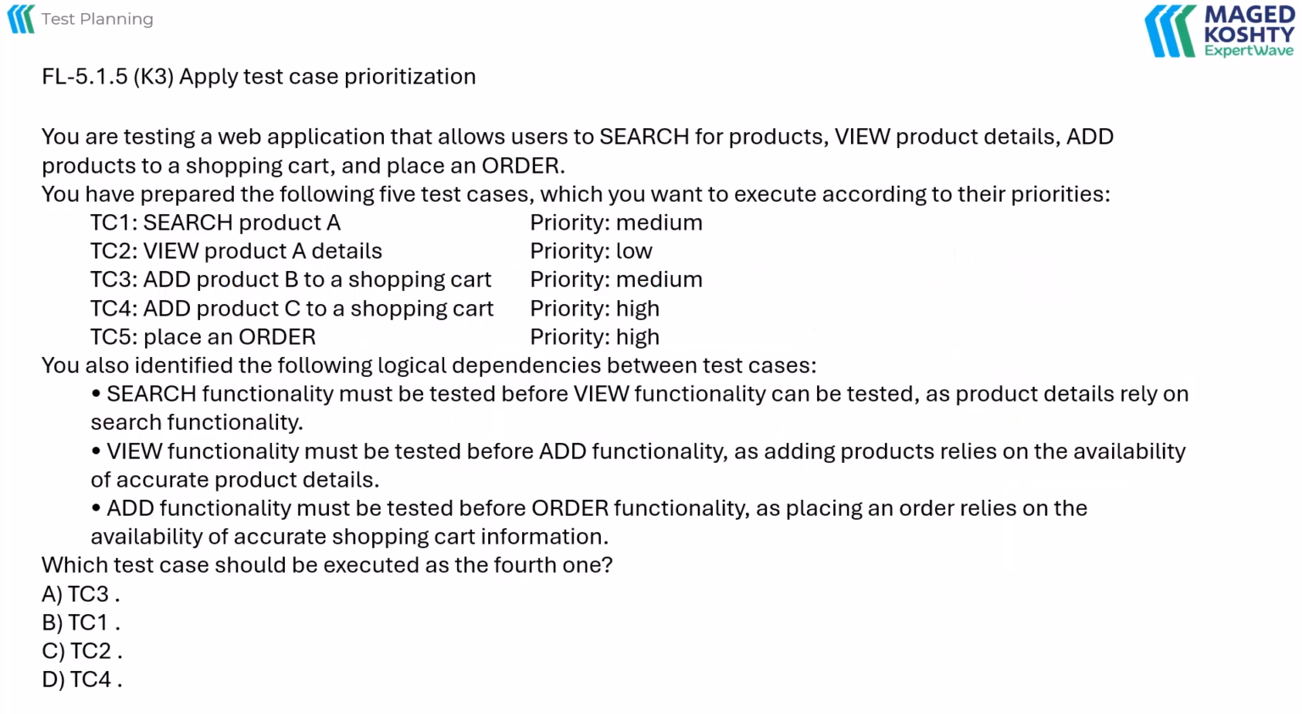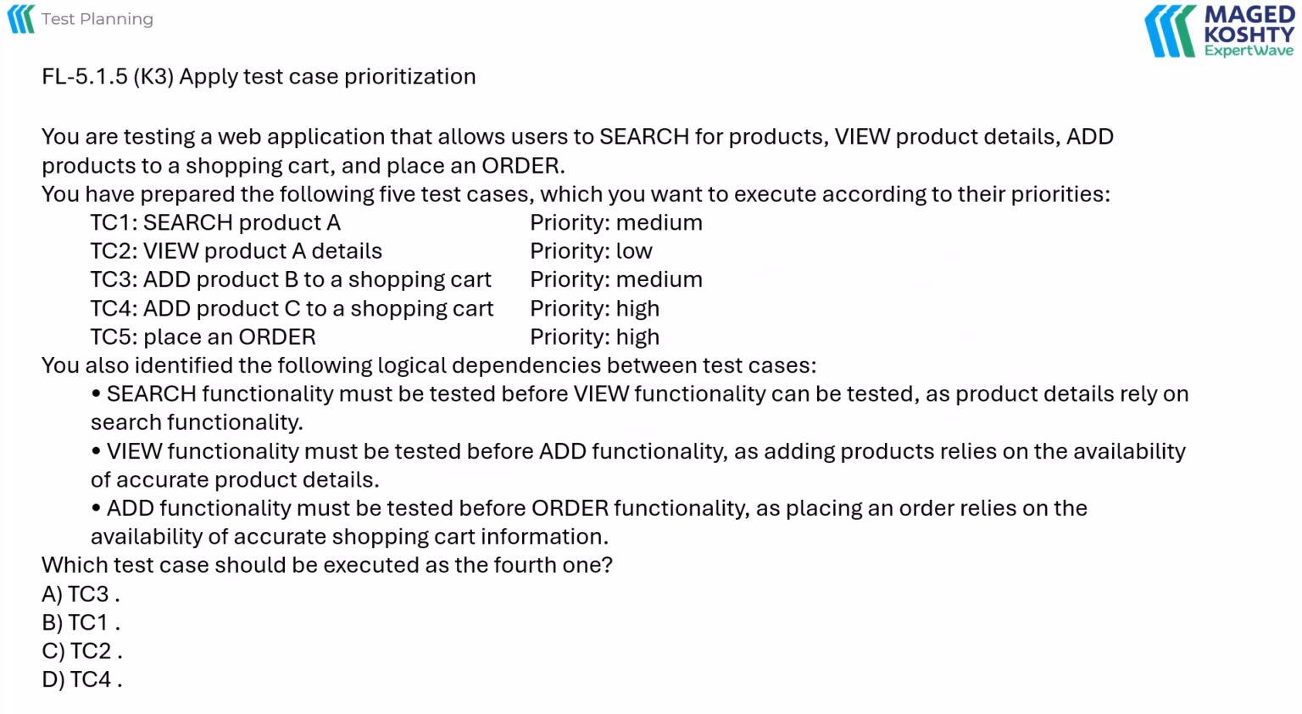Q2. You are testing a web application that allows users to search for products, view product details, add products to a shopping cart, and place an order. You have prepared the following 5 test cases, which you want to execute according to their priorities. Test case 1. Search product A, which has medium priority. Test case 2. View product A details, priority low.